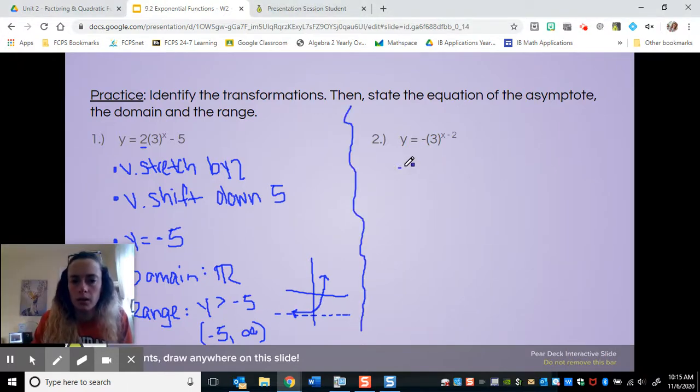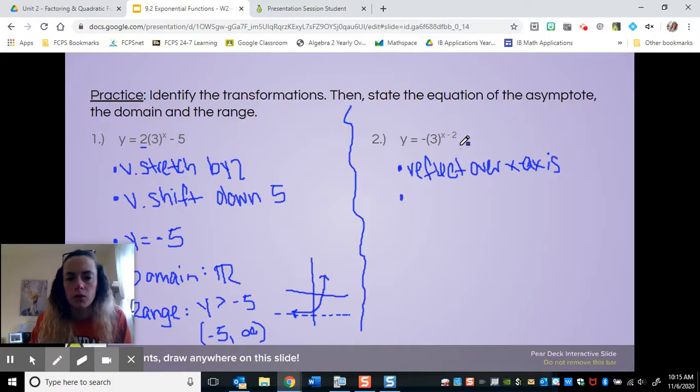Number 2, I also have 2 transformations. One is the negative out front. We'll reflect it over the x-axis. Two, if you notice, I have a -2. This time it's in the exponent, though. So note the difference between the font size between number 1 and number 2. They don't always put parentheses around the exponent. You're more than welcome to add them in yourself, but just make note that you do need to pay careful attention to the font size.